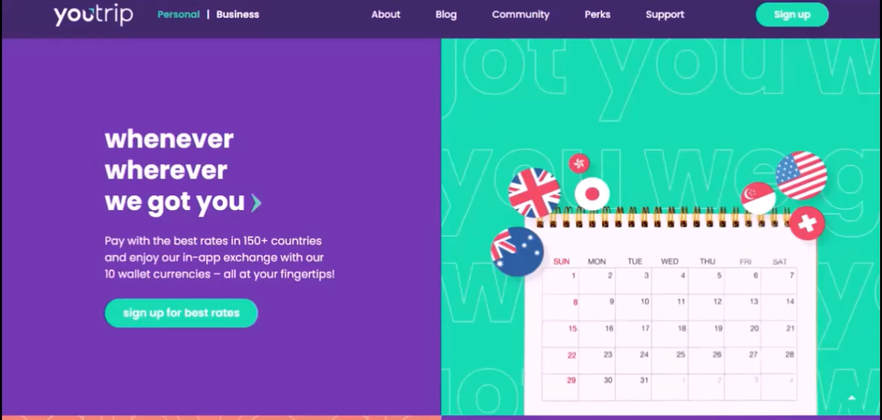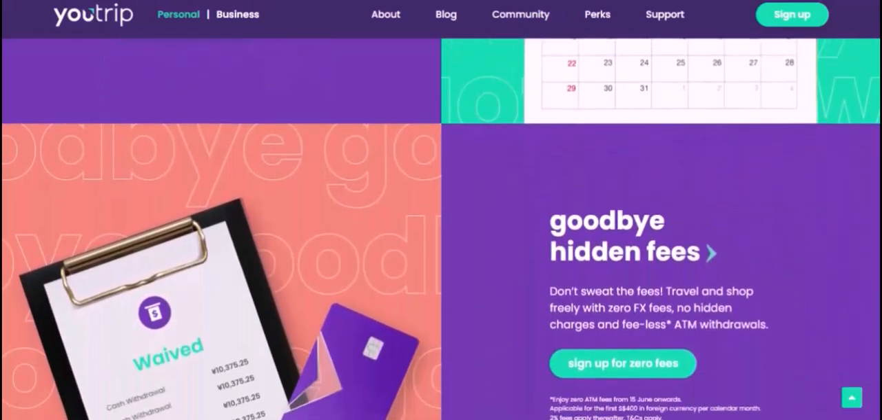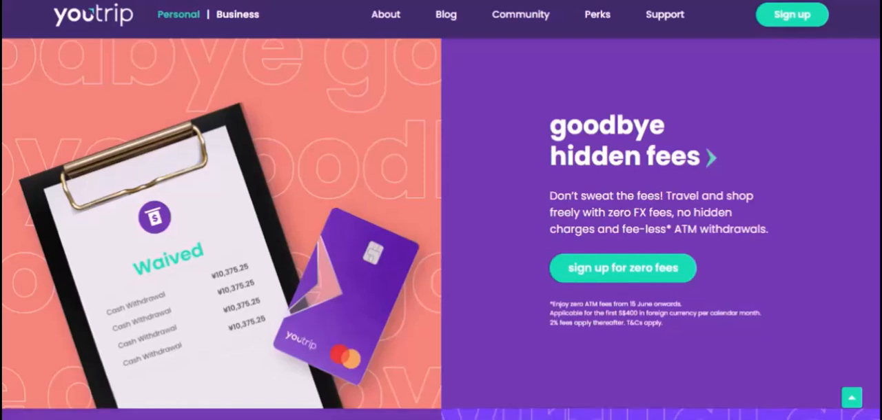Before withdrawing, make sure that the currency you're using is one that YouTrip supports. This can help you avoid additional foreign exchange fees. Use in-network ATMs: if possible, try to use ATMs that are part of YouTrip's network. These ATMs might offer lower fees or even no fees at all. Withdraw larger amounts: in some cases, withdrawing a larger amount can be more cost-effective than making multiple smaller withdrawals. This is because you'll only pay the withdrawal fee once.